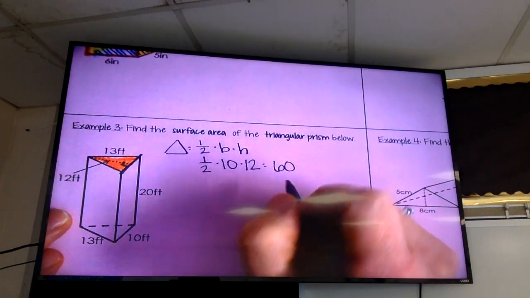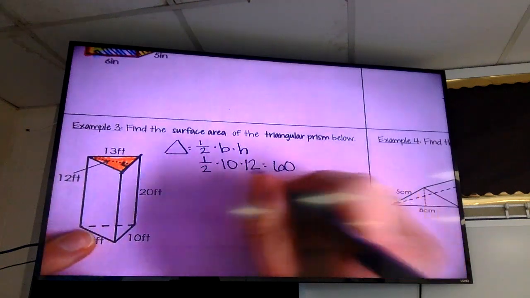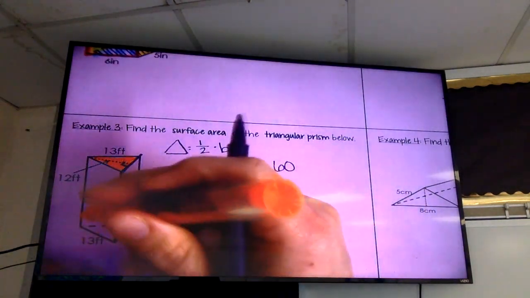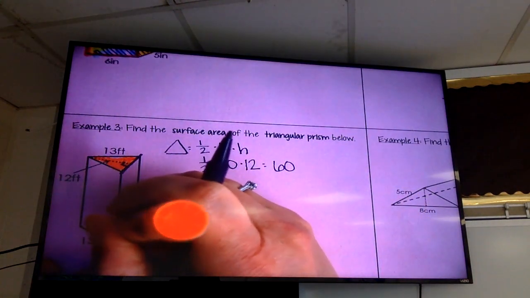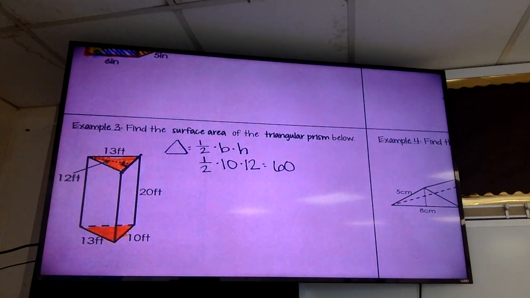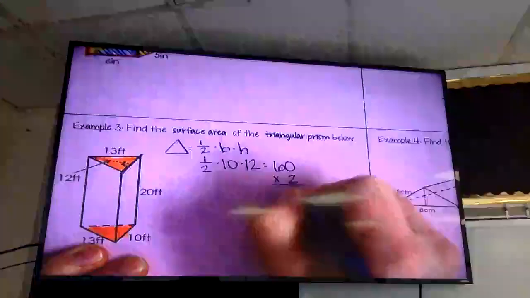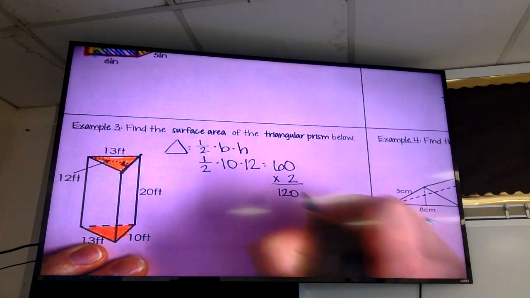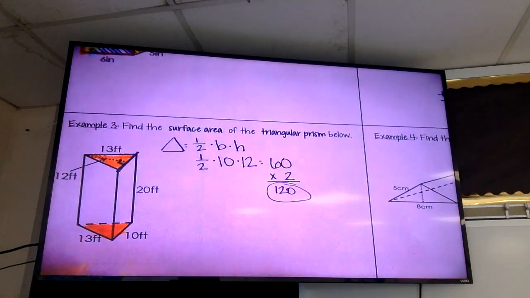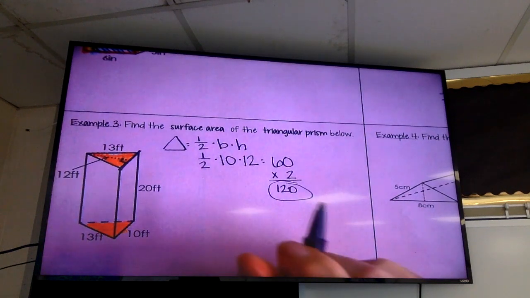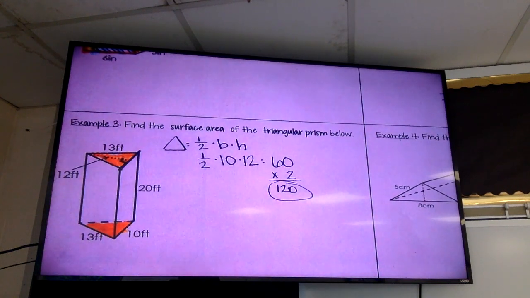It would be 60, but I don't have just one triangle. I have two identical triangles. This triangle down here is exactly the same size. So I'm going to take that and multiply it by 2. And I get 120. Now, I'm going to circle this, not because it's my final answer, but I do need to come back to that number eventually. So I've covered both my bases with paper now. My two triangles are covered with paper.